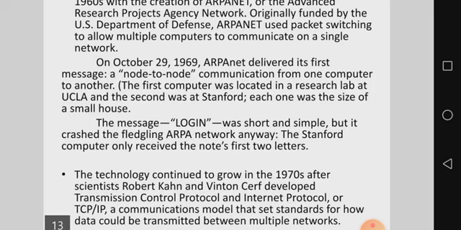They sent the message "login" for the first time, but it crashed the fledgling ARPANET anyway, and the Stanford computer only received the first two letters, LO. So they were sending LOGIN from one university to another, but the network crashed and they only received two letters, L and O.